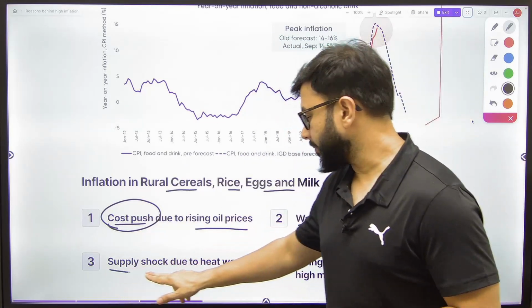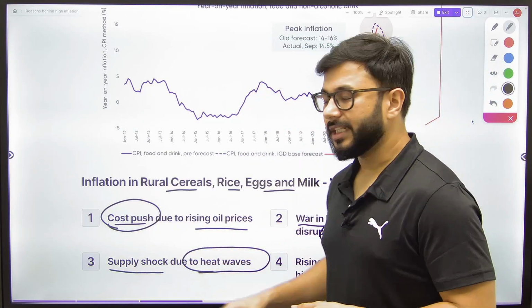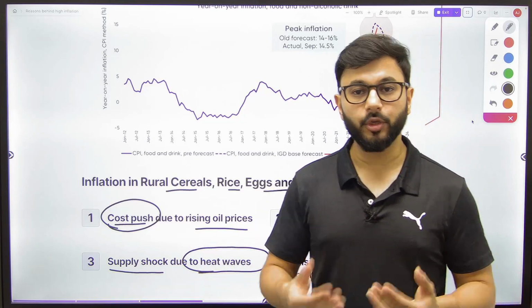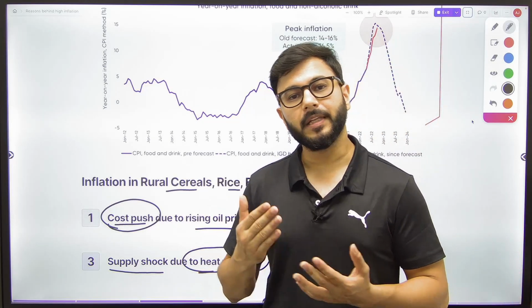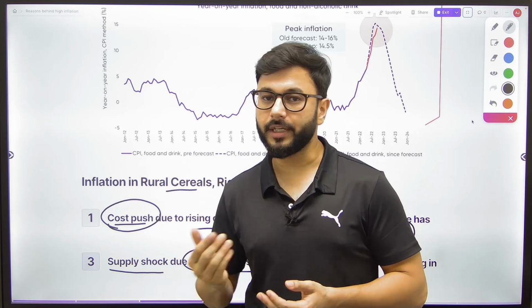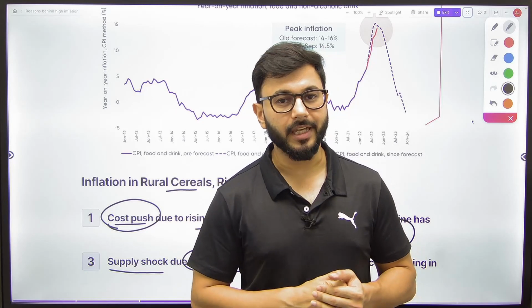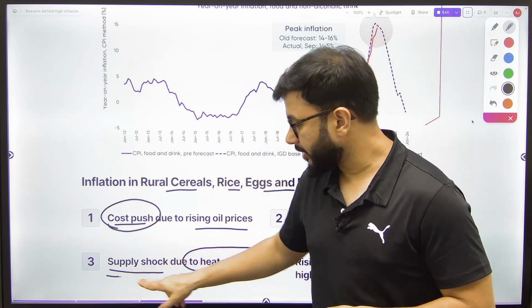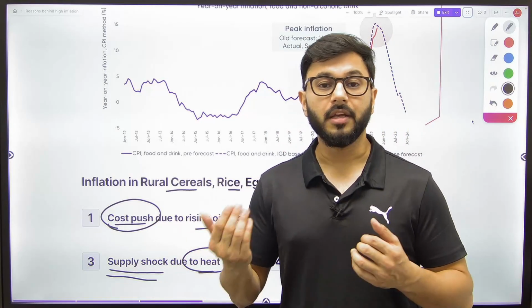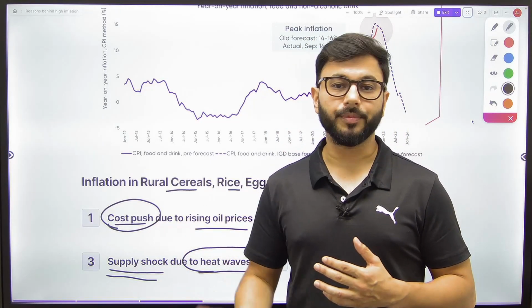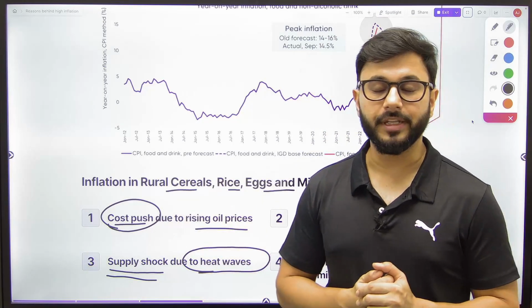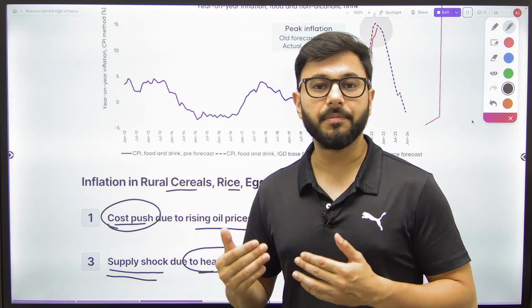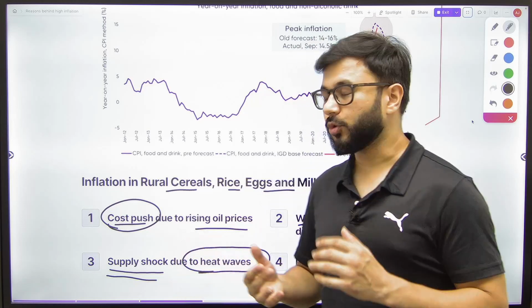The third one is supply shock due to heat waves. This is a temporary phenomenon due to climate change, which we saw in the winters in 2022 and are now witnessing the same in 2023 as well, with the increasing floods, etc. All this results in a disruption in supply, and a disruption in supply automatically means higher prices of various food grains. We are witnessing the same now vis-a-vis tomatoes as well.